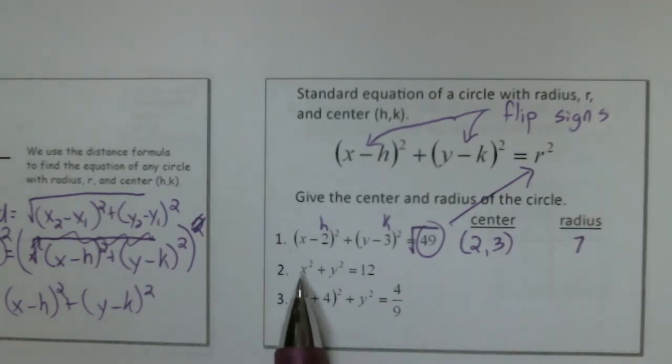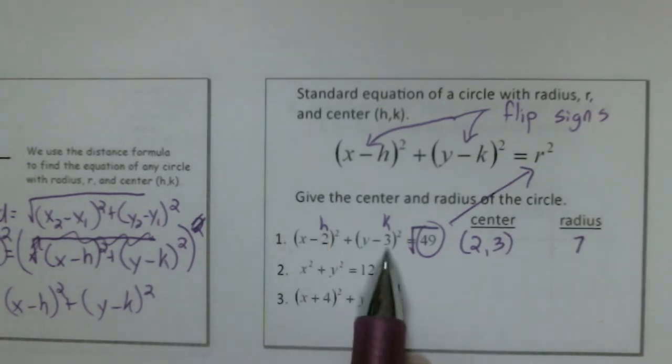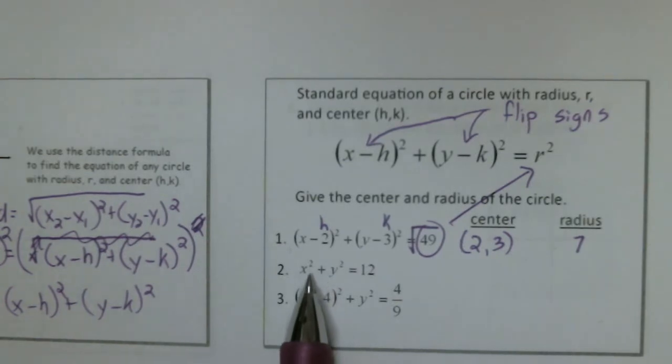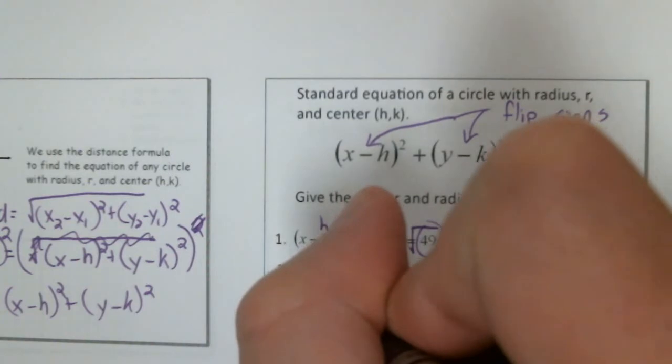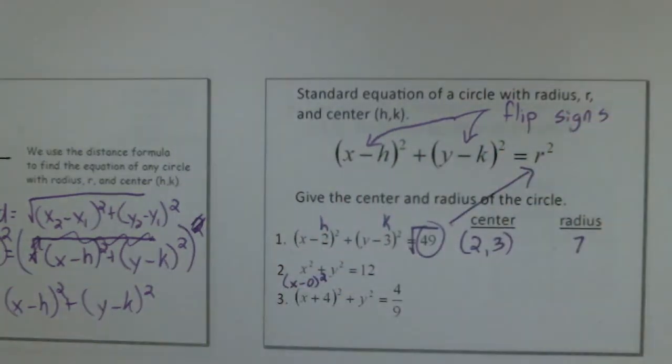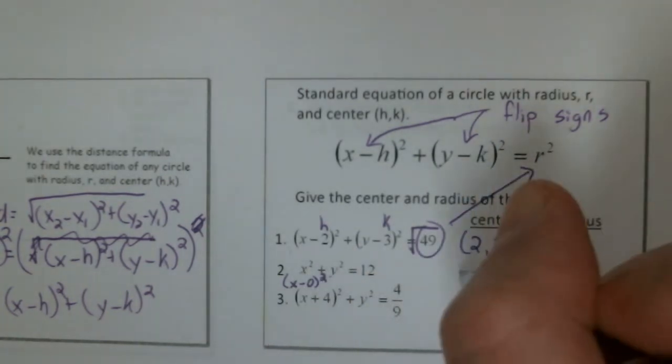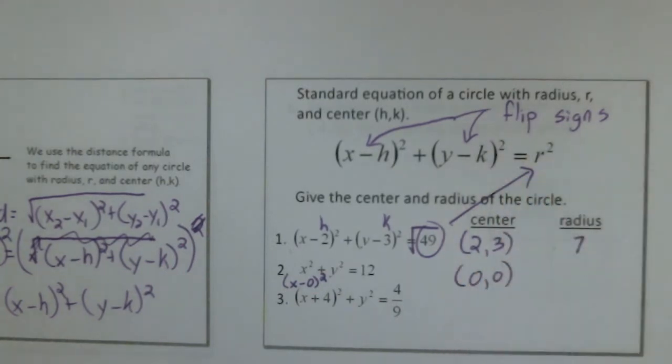Okay, this one here looks kind of weird. I don't see any parentheses. I don't see any minus. I don't see anything. Well, x squared, isn't that the same thing as basically x minus 0 squared? Yes, it is. So anytime you don't see parentheses, guys, the coordinate point is just a 0. So I have an x squared and a y squared, so my center is just 0, 0. We're literally sitting at the origin.